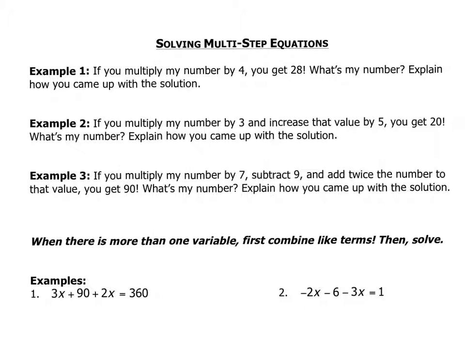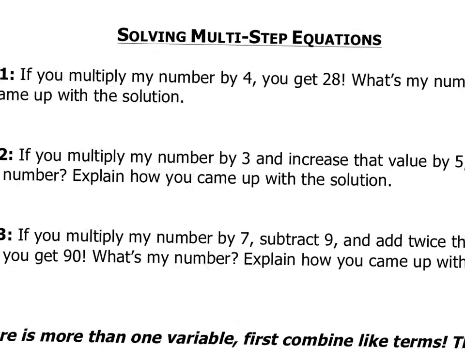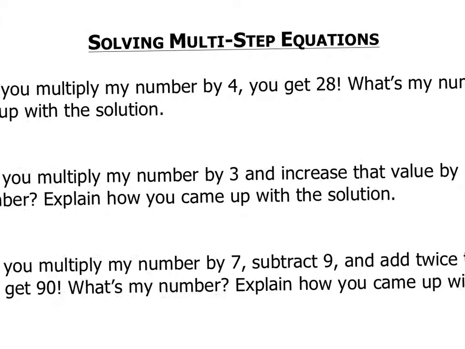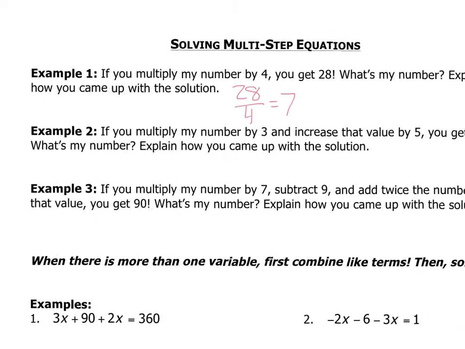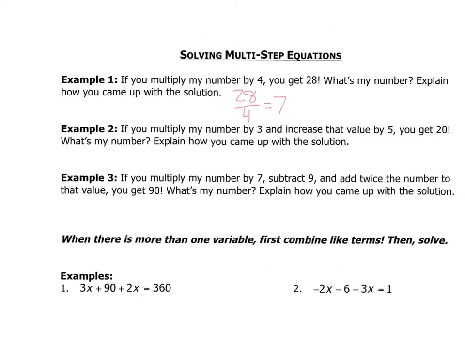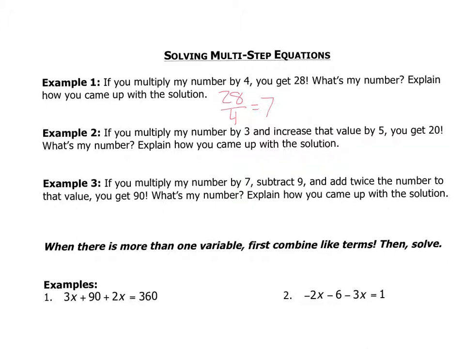Okay, what'd you guys come up with? 7. Okay, how did you get 7? Somebody tell me that. That's probably the more important question. Okay, Chad? When it said you multiply my number by 4 is 28, I did 28 divided by 4 to get 7. Okay, how about one that's a little tougher? Example 2: if you multiply my number by 3 and increase that value by 5, you get 20.